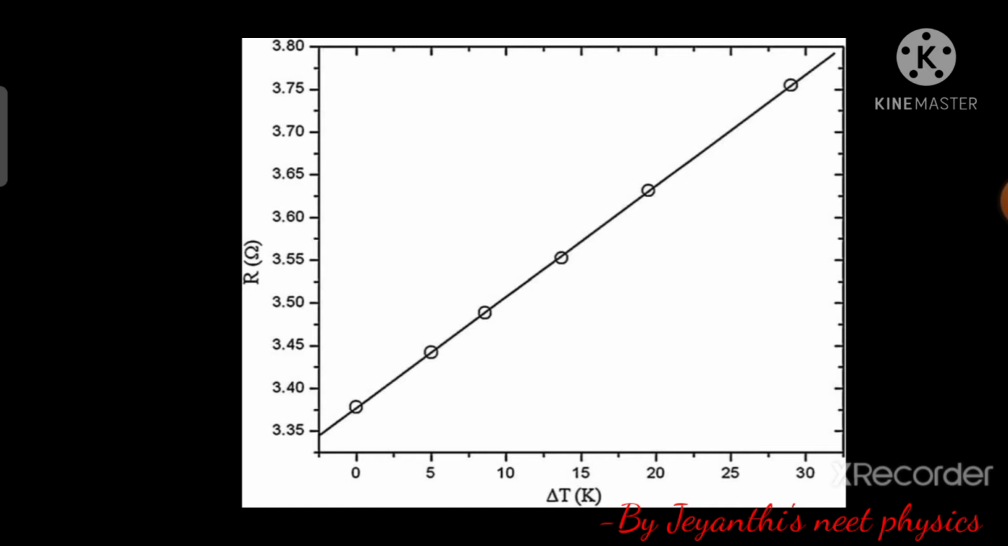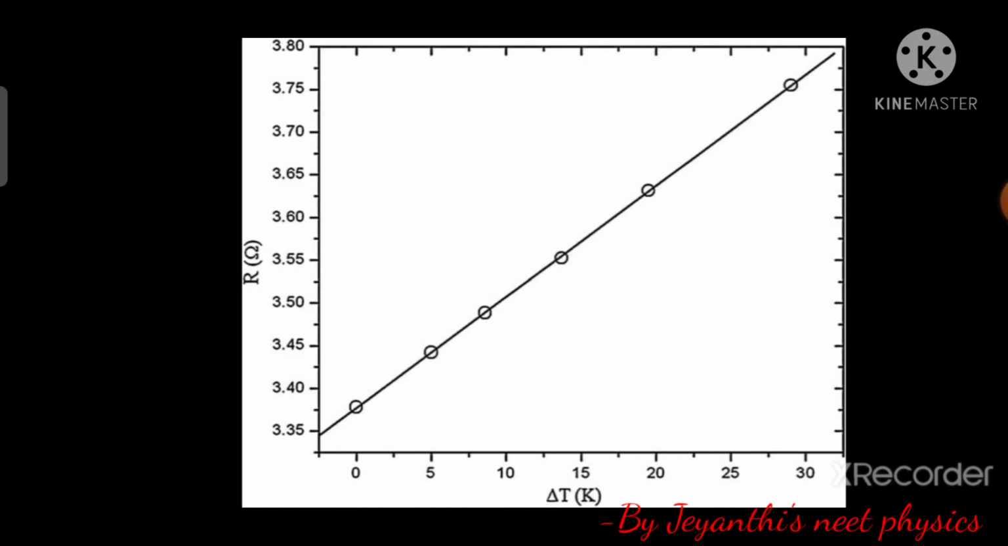But in the graph, if you observe deeply, the graph does not start from the origin. The graph starts from 3.35 ohm. So there is a gap between the origin and 3.35. That is nothing but R naught, that is the resistance at 0 degree Celsius.